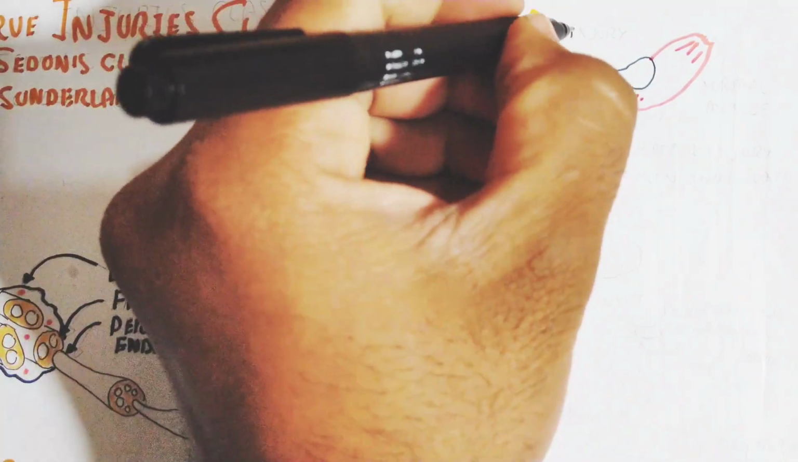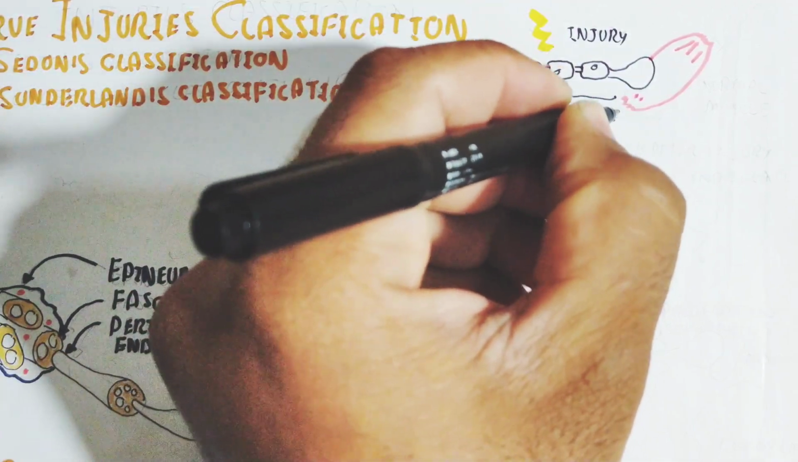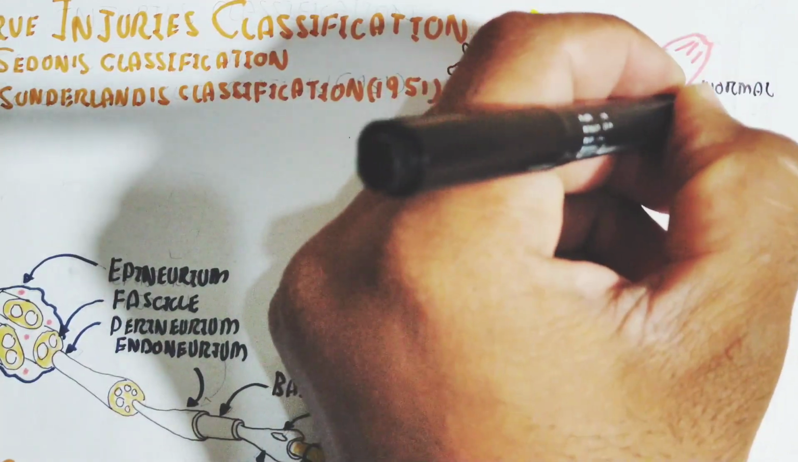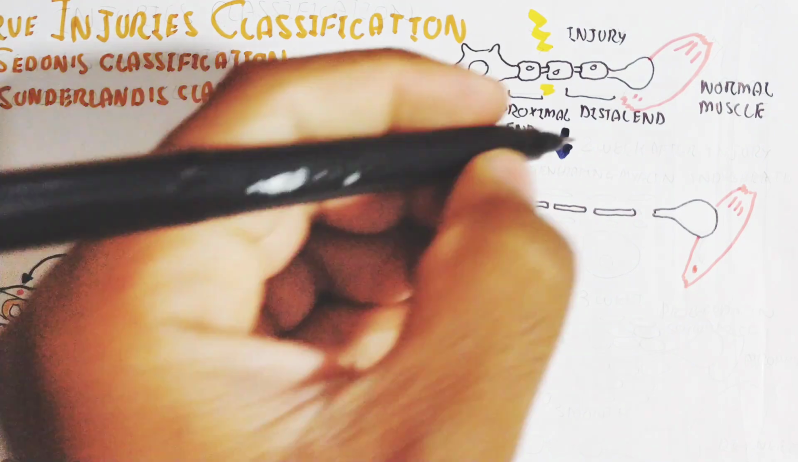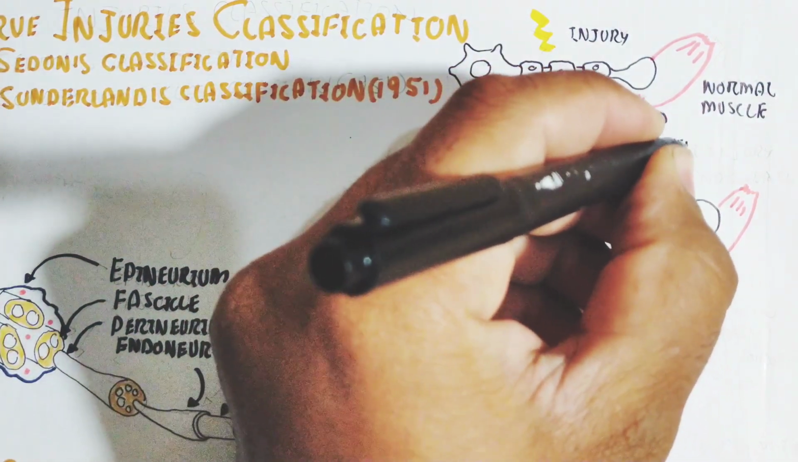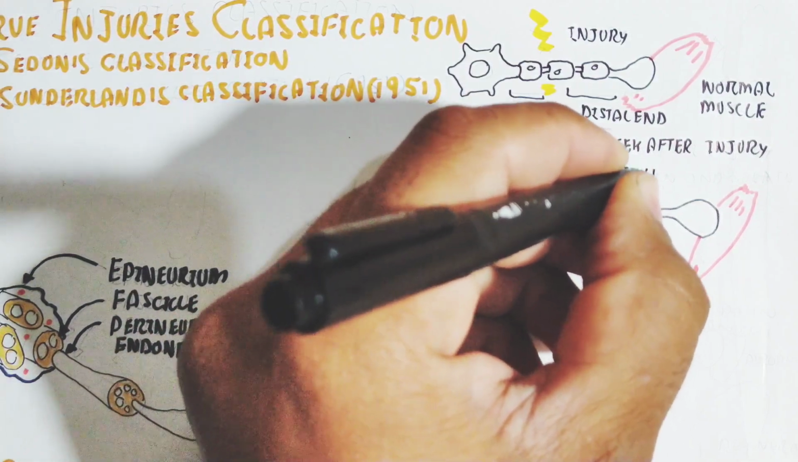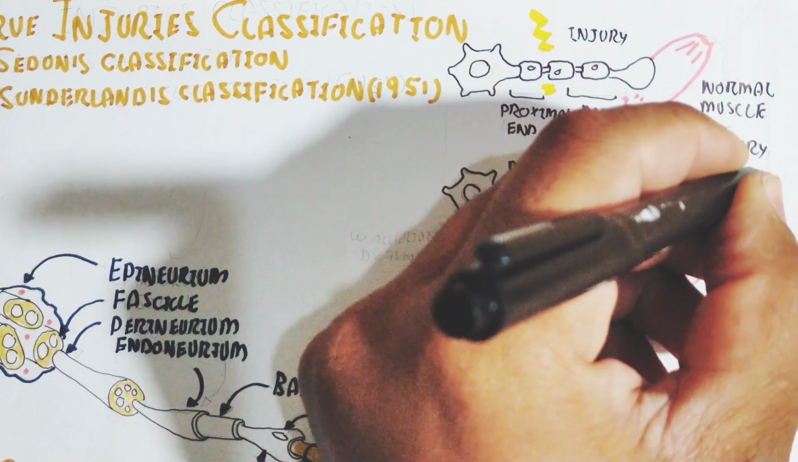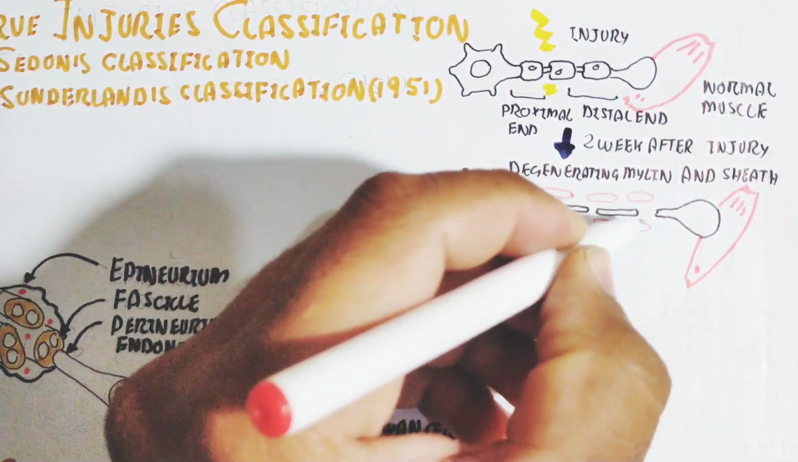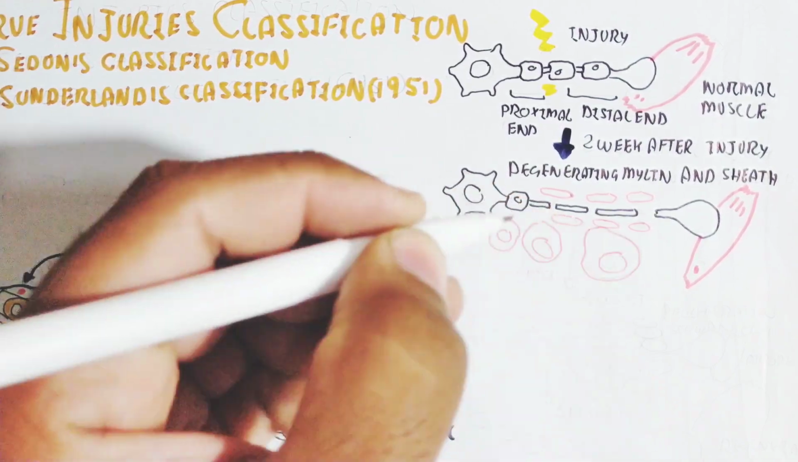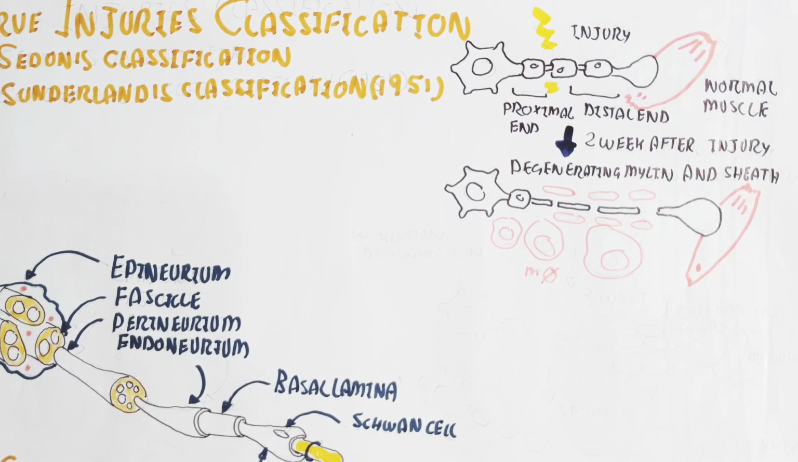Let's understand how the injury occurs at the cellular level. The injury leads to segmentation of the axon, which is no longer intact. Remember that Wallerian degeneration will occur. About 2 weeks after injury, the degenerating myelin and sheath are cleared. Macrophage activation occurs, and the macrophages clear up all the debris after the injury, like the myelin and other axon injury.